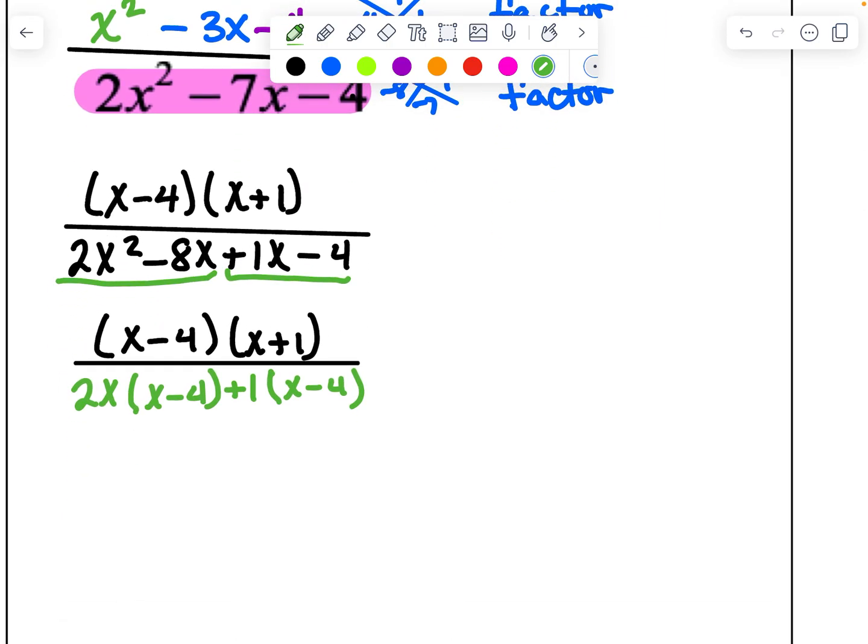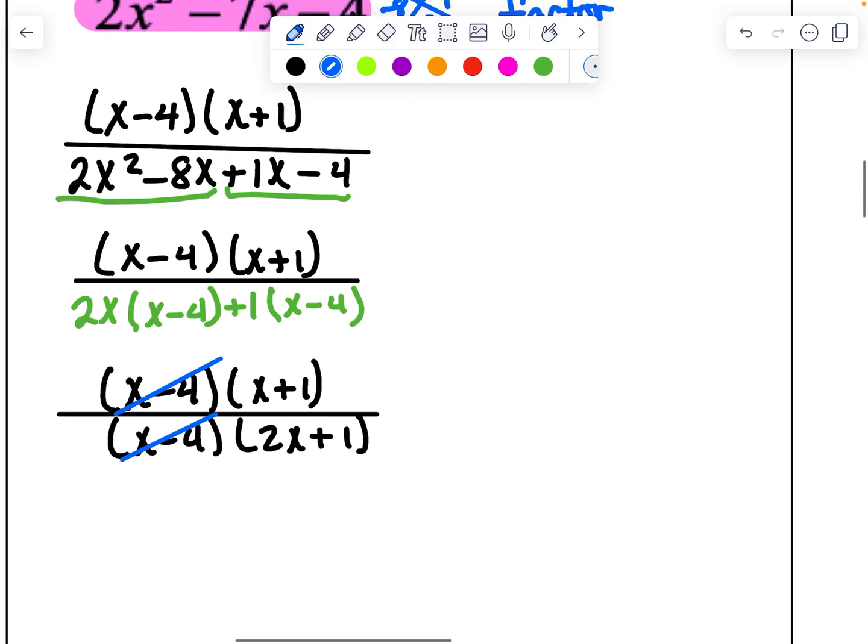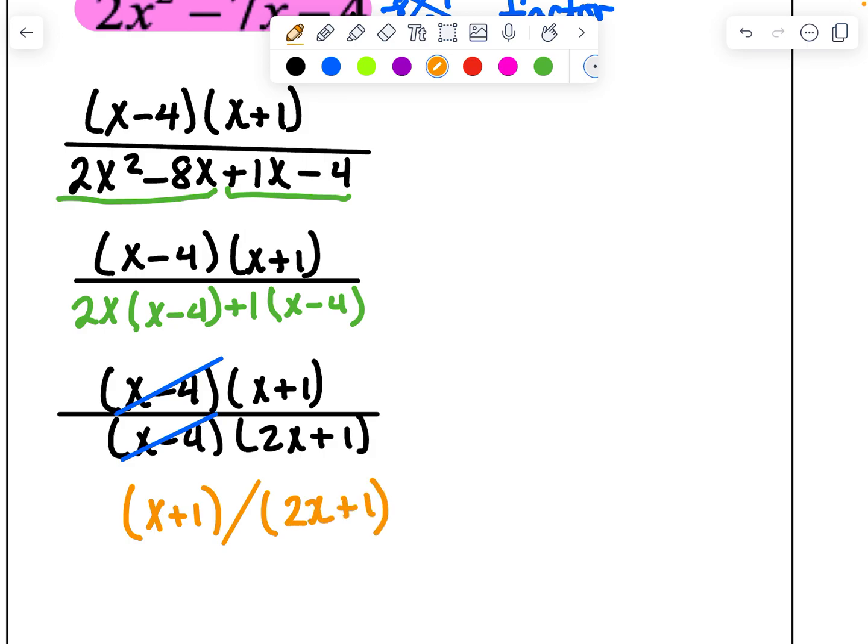And then we're continuing to factor. So we have an x minus 4 and an x plus 1. And we have an x minus 4 and a 2x plus 1. And then we reduce now that we have factored as much as we can. And there's our final answer. And so in Canvas, you're going to write in parentheses x plus 1, all divided by, in parentheses, 2x plus 1. And that is your answer.